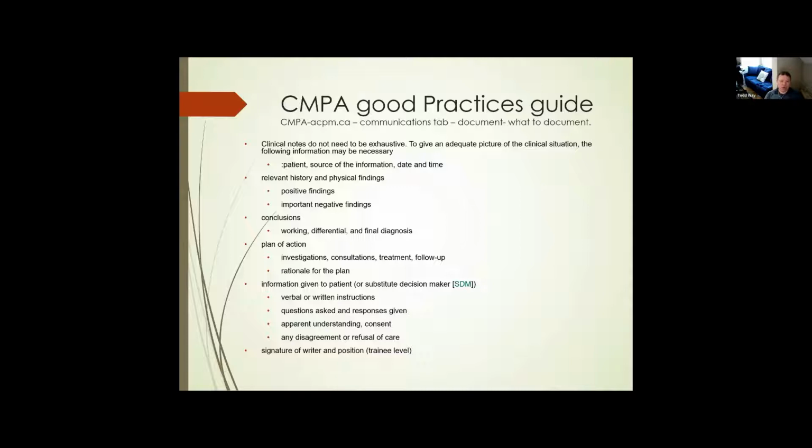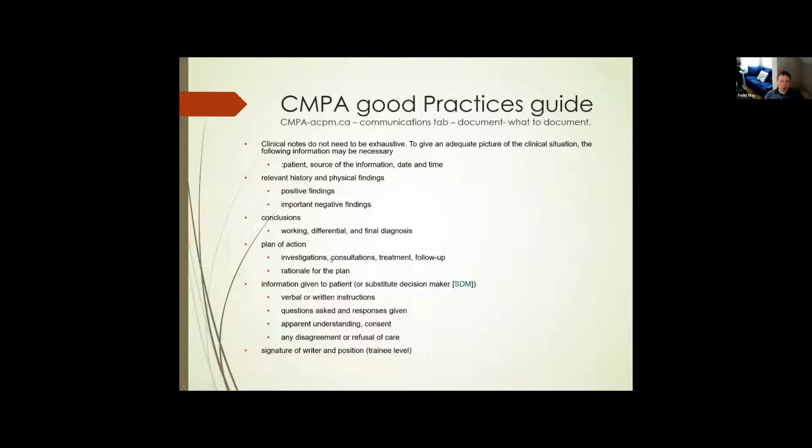As far as the history and physicals, again, I think we all do a pretty good job of identifying the positive and the important negative findings. As far as the working differential and final diagnosis, a lot of times there is no working or differential diagnosis. There is just a final diagnosis. As far as the plan of action, I think we're lucky because for the most part, although we do write some of these things in the physician orders, most of these things go in the computer at one point or another. And I think it's important to recognize that our charts are a combination of both paper and electronic record.